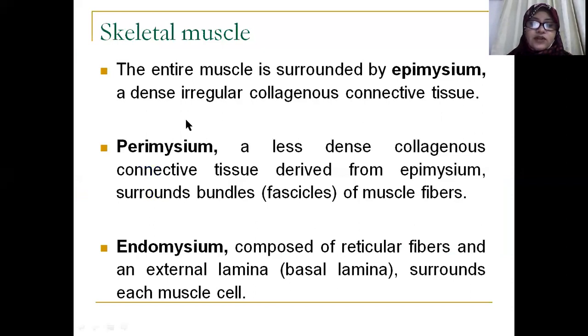Now we are going to discuss skeletal muscle. The entire muscle is surrounded by epimysium, a dense irregular collagenous connective tissue, and perimysium, a less dense collagenous connective tissue derived from epimysium, surrounds bundles or fascicles of muscle fibers. Endomysium, composed of reticular fibers and an external lamina or basal lamina, surrounds each muscle cell.